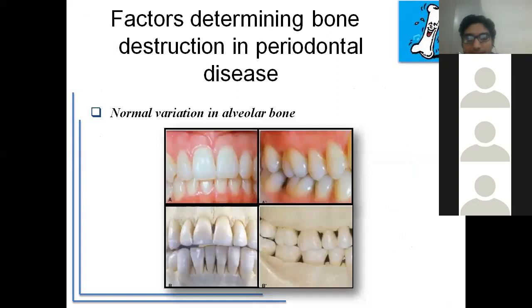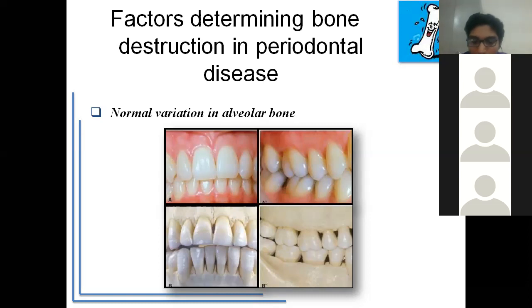Now, these are the various patterns of bone loss, which is the main highlight of this chapter. Now, what is the normal variation in alveolar bone? The radicular bone is at a more apical level as compared to the interradicular and interproximal bone. This you call an ideal architecture or positive architecture.